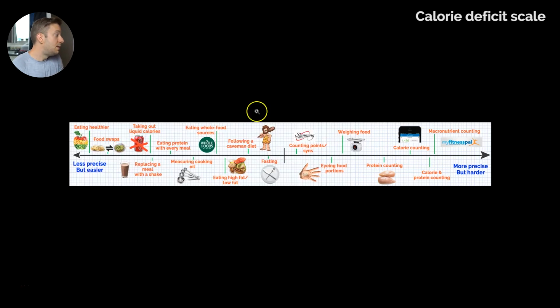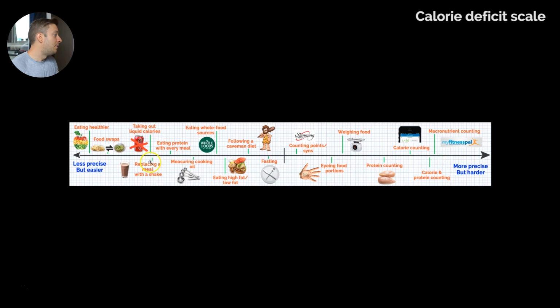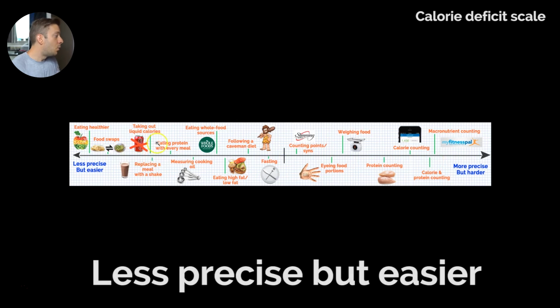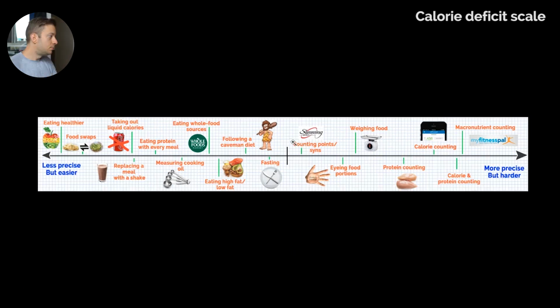So just to summarize, these are all ways of reducing calories. On the right, it's a bit more precise and you know whether you're in a calorie deficit or not. On the left, it's less precise. And you're not always sure, but it's a lot easier than counting, especially for some people. But this side works just as well as this side.